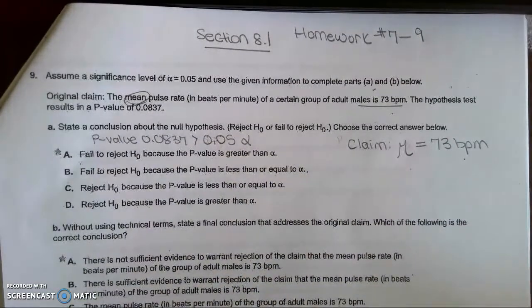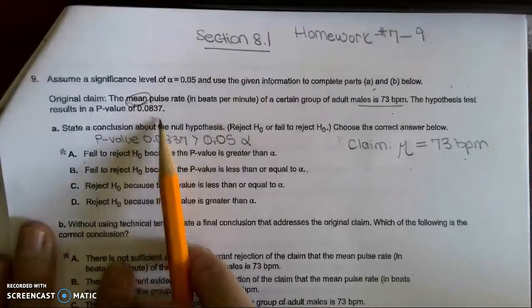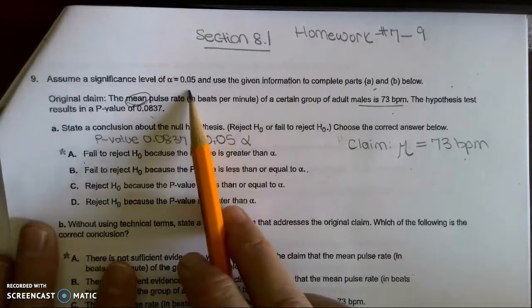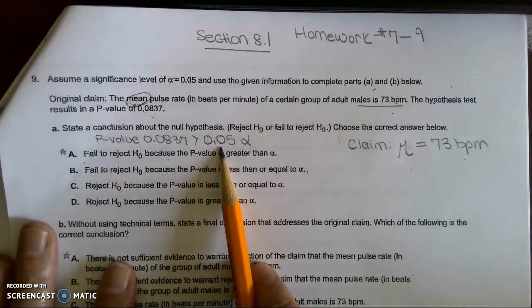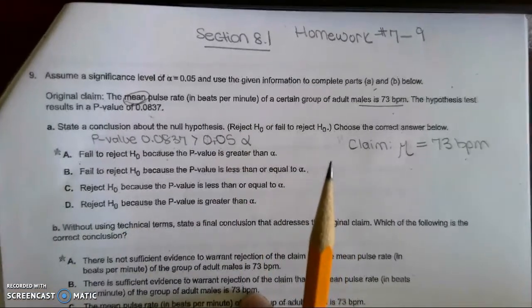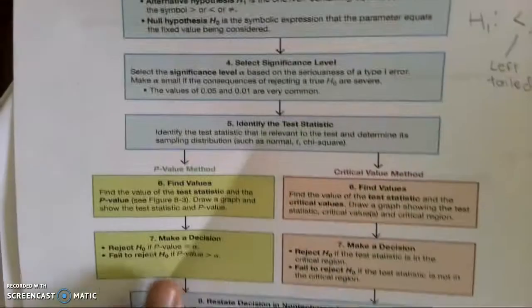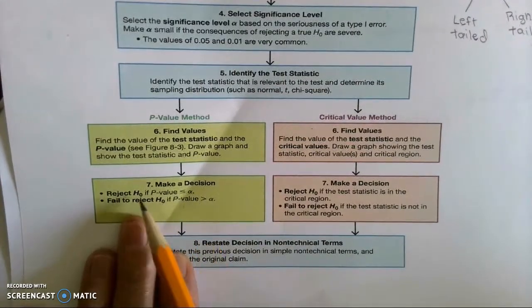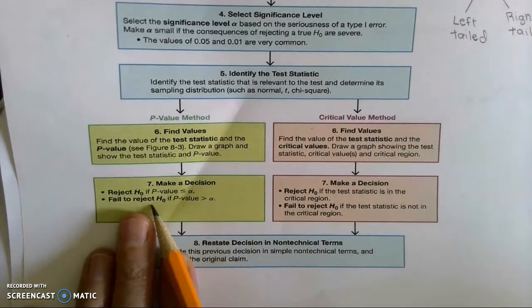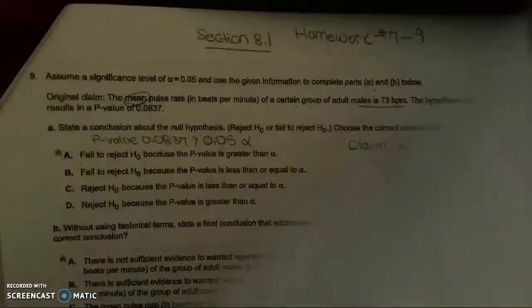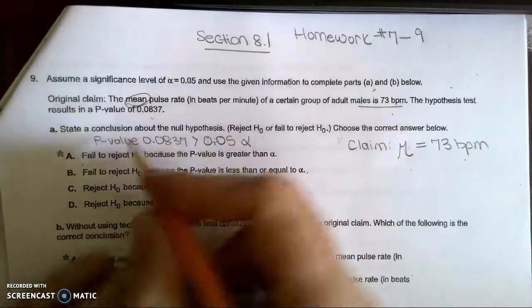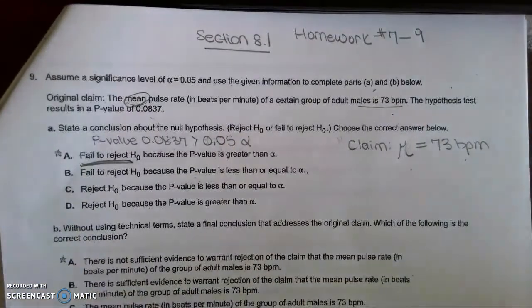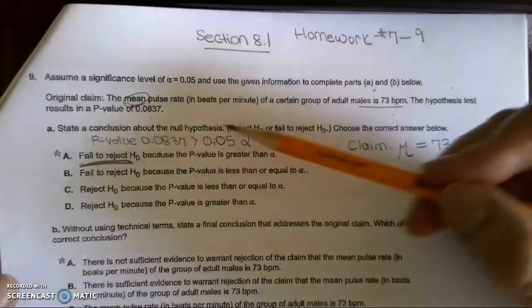They went through the whole test. You'll do a couple of these in the next section. They got a p-value of 0.0837, which I wrote right here, with a 0.05 significance level. So if I look at the p-value, it's greater than the significance level. Right here, if the p-value is less than or equal to alpha, you reject. In this case, it's greater than, so I'm going to fail to reject the null. I'll underline that. That's where the fail to reject comes from, because the p-value right here is greater than alpha.